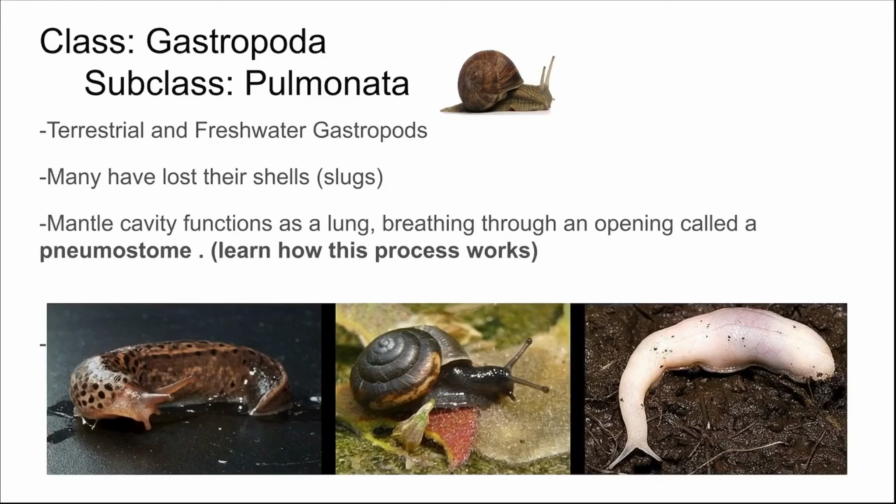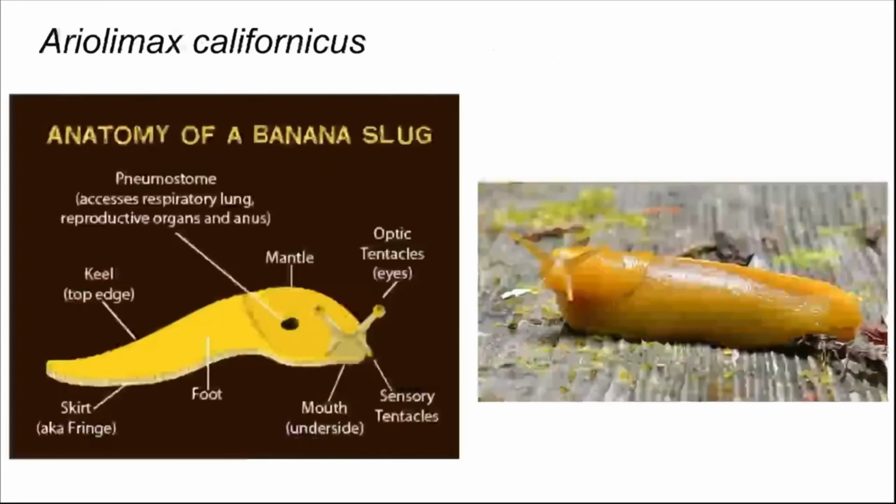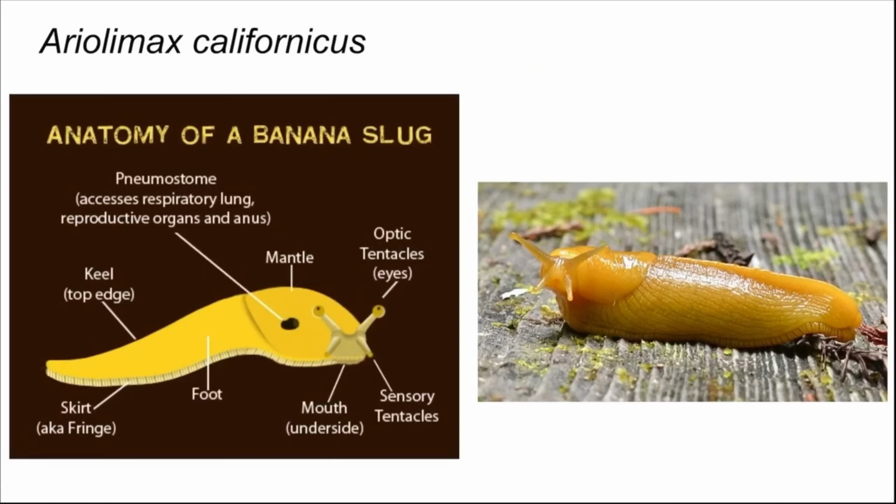An important subclass of gastropoda is Pulmonata. These are the terrestrial and freshwater gastropods. These include snails and slugs. This is a familiar species that you might see if you're anywhere along the California coast. Areolimax californicus, the banana slug.